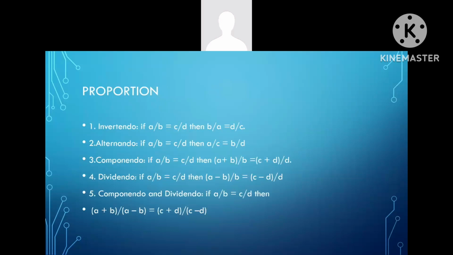Next comes proportion. Invertendo: if A by B equals C by D, then B by A equals D by C. Alternando: if A by B equals C by D, then A by C equals B by D. Componendo: if A by B equals C by D, then A plus B by B equals C plus D by D. Dividendo: if A by B equals C by D, then A minus B by B equals C minus D by D. Componendo and dividendo: if A by B equals C by D, then A plus B by A minus B equals C plus D by C minus D.